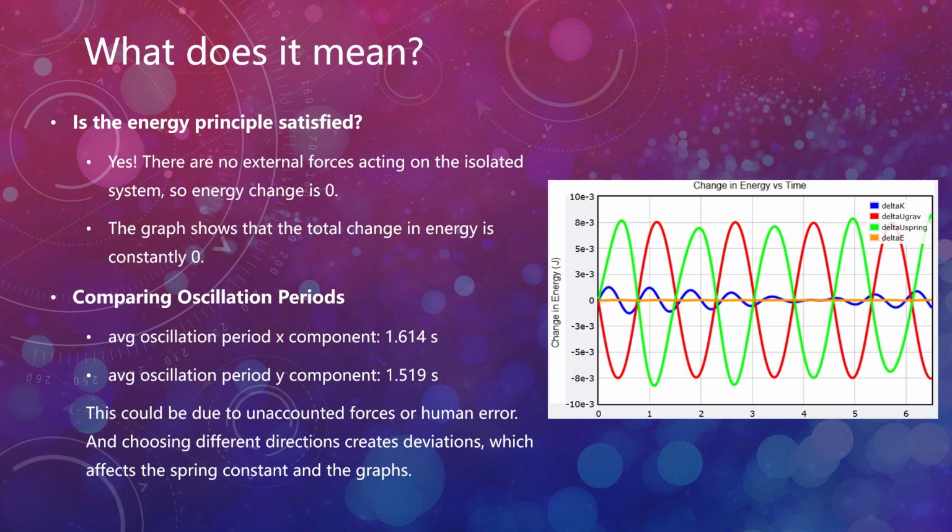And then comparing oscillation periods, the average oscillation period for the x component is 1.614 seconds, while the average oscillation period for the y component is 1.519 seconds. That 0.1 second difference could be due to unaccounted forces like gravity and air, and human error. Choosing these different directions creates deviations, which affects the spring constant and the graphs, as you can see in my previous graphs.